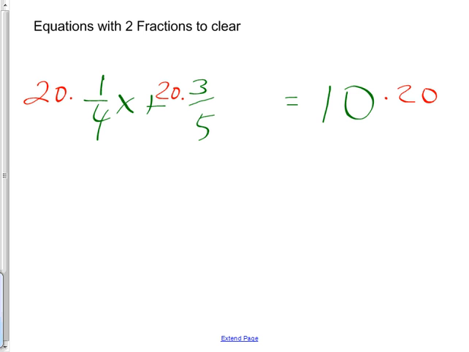And then all of a sudden, what's 20 divided by 4? 5x. What's 20 divided by 5? 4. 4 times the 3? 12. Equals 20 times 10, 200. Isn't this a lot nicer because it doesn't have fractions anymore? Now you solve that and you'd have the answer. So getting rid of fractions is a really handy thing.